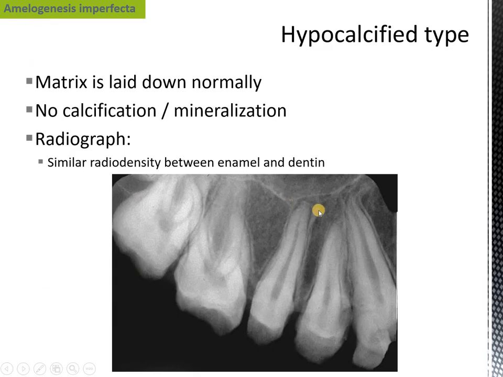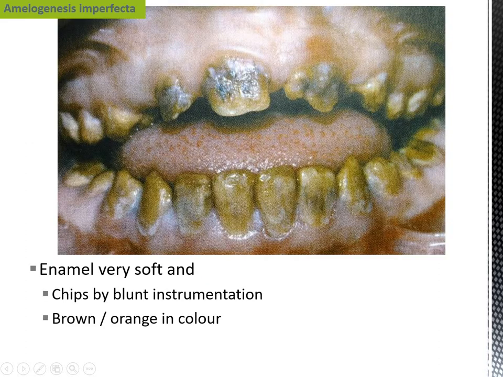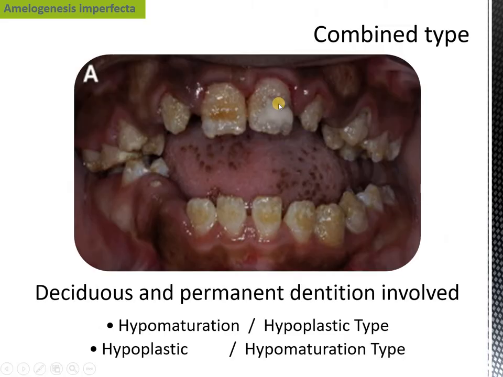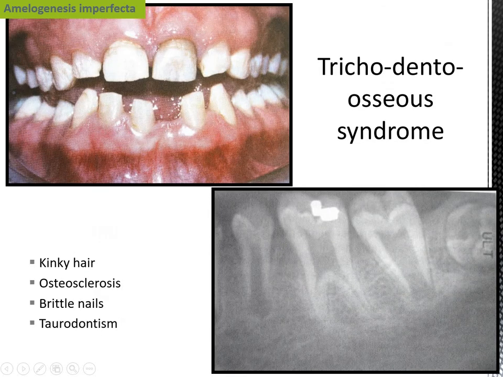In the hypocalcified type, as you can see in this radiograph, you cannot differentiate much between the enamel and the dentine. There is no calcification or mineralization occurring. There will be very similar radiodensity and very easily chipping off. And the patient will have high degree of sensitivity, and the tooth will be brownish color because of the exposure of the dentine. The combined type, you will have some areas where enamel is formed, some areas where enamel is not formed. So depending on the predominance of which type, the severity of the disease is decided.